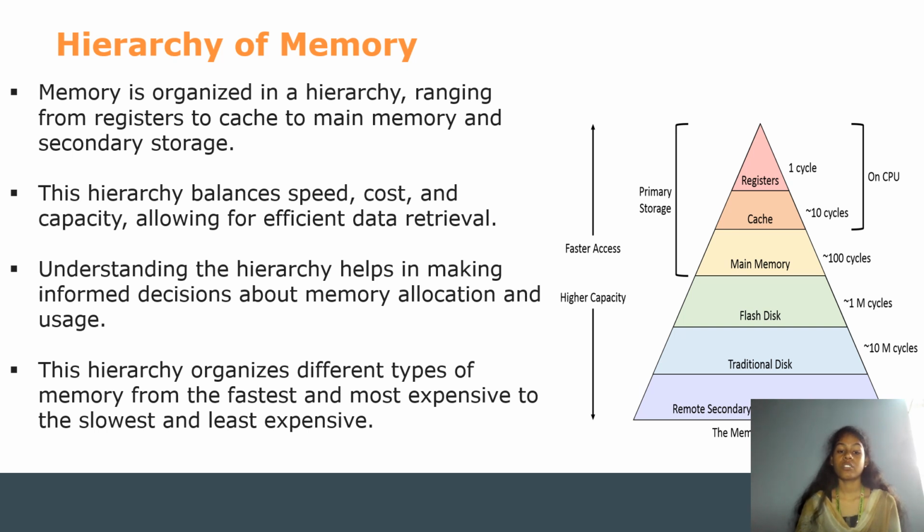This hierarchy organizes different types of memory from the fastest and most expensive to the slowest and least expensive, like in a pyramid. And here we can see an example of this. First, the most expensive is on top, where we can see registers, the second is cache memory, the third is main memory, the fourth is flash disk, the fifth is a traditional disk, and the last is the remote secondary memory.